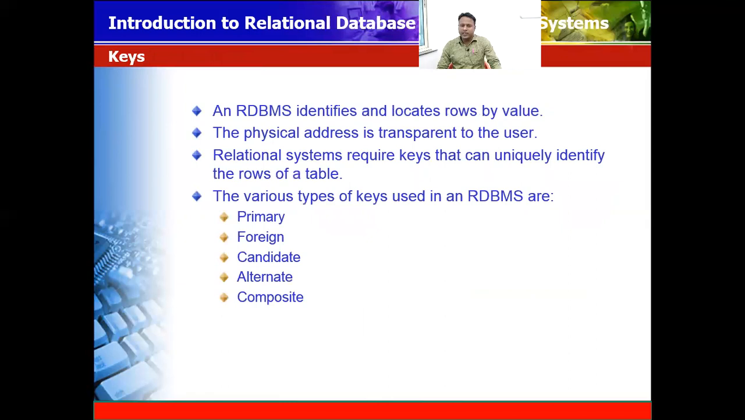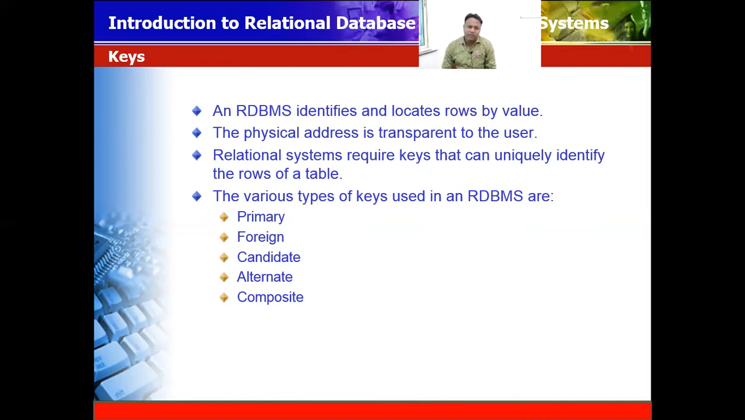Now comes to the key. In RDB, it identifies and locates the row by value. The physical address is transparent to the user. When you store the value, it is transparent to the user. In a relational system, it requires a key that can uniquely identify the row of a table.